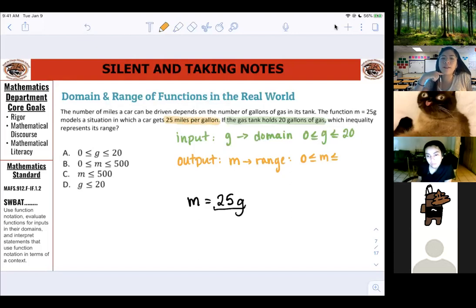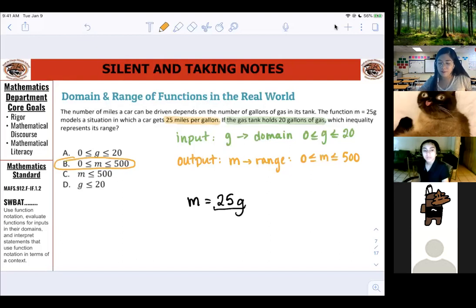And you can kind of already see the answer choices, but let's figure out where they get that number. Because what's the greatest amount of miles I could drive with a full tank? 500. And how did they get 500? 20 times 25. Exactly, 20, because my whole gas tank holds 20 gallons. So if I have a full tank, that means I can do 25 miles for each gallon. So 25 times 20, that's how they got 500. So I know that my answer would be B.